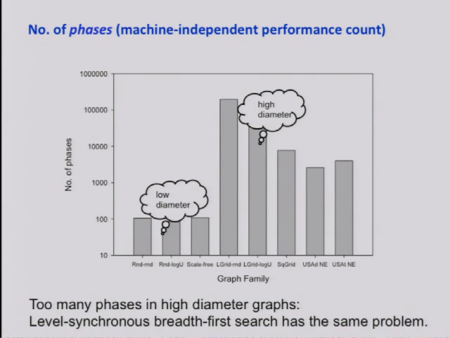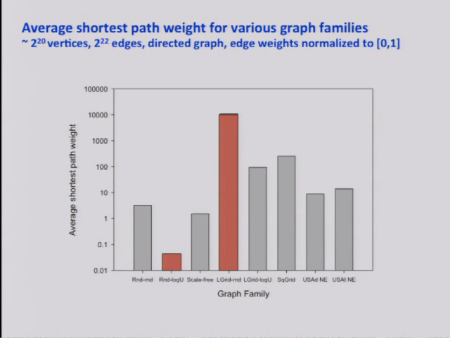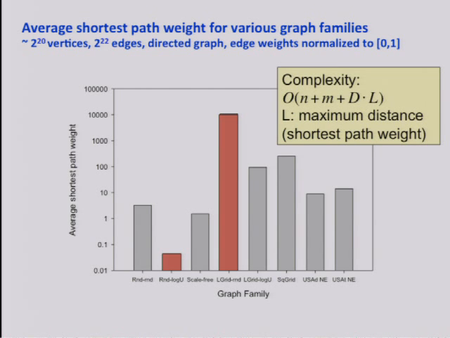And we had the same problem in level-synchronous breadth-first search. High-diameter graphs were not suitable. But as opposed to the breadth-first search case, I'll actually speak about an algorithm that works with high-diameter graphs in this case. And the algorithm is also affected by the average shortest path weight because L was the maximum distance. And actually, they kind of closely track each other. For high-diameter graphs, average shortest path weight, even after normalization, is higher than these low-diameter graphs.